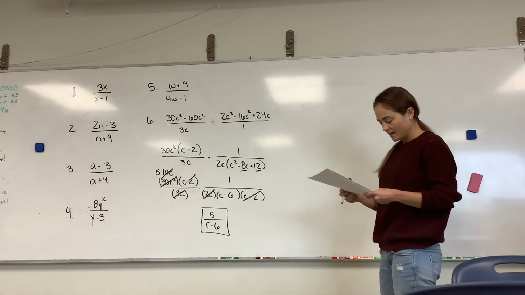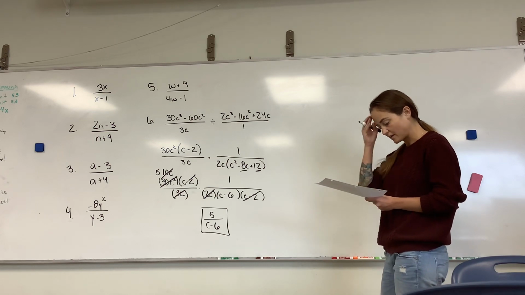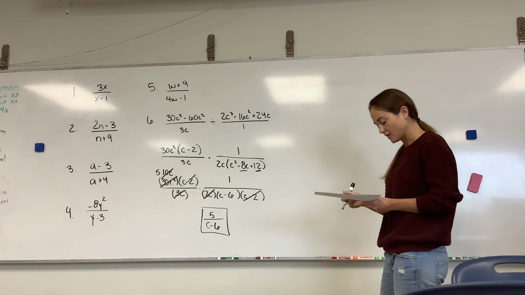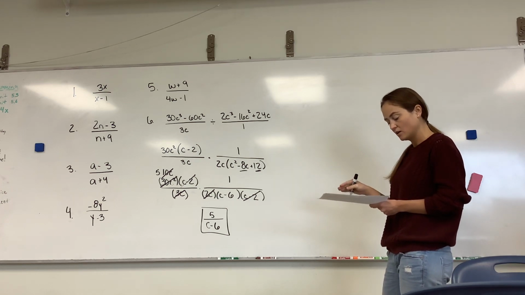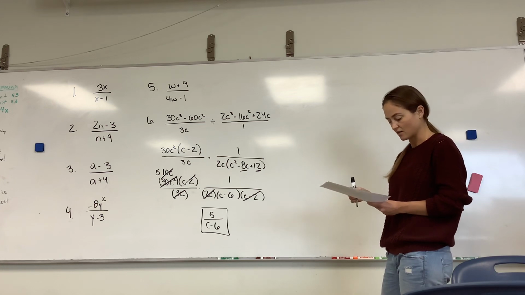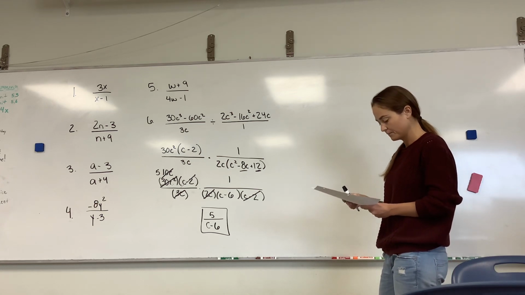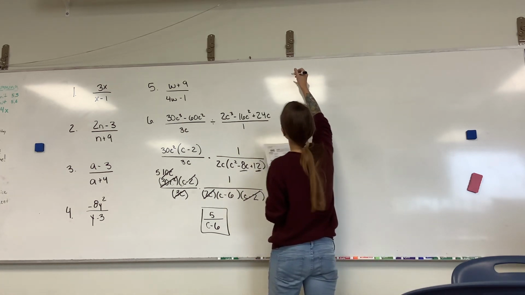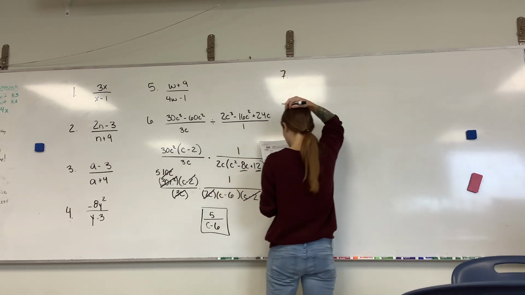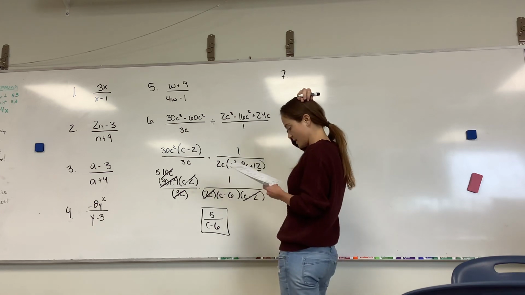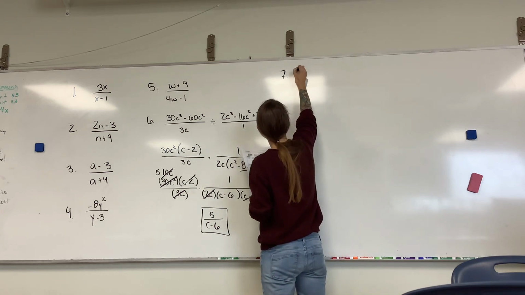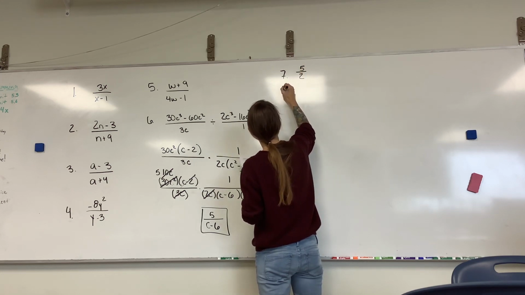Okay, 7 and 8, this is starting adding and subtracting. For both 7 and 8, they already have a common denominator, so you're allowed to just do the expression in the numerators, combining like terms, and then simplify from there. So for 7, I ended up with 5 halves once I simplified completely.